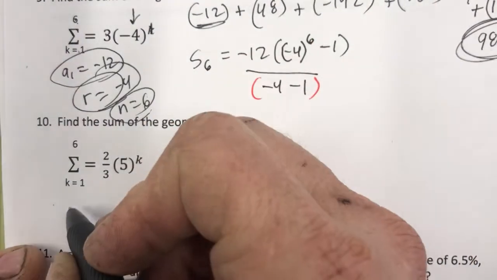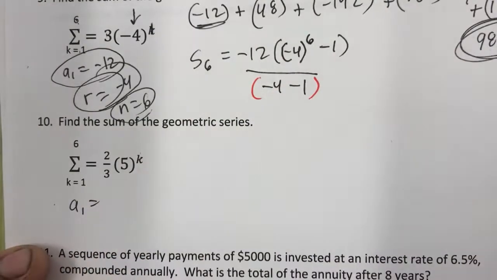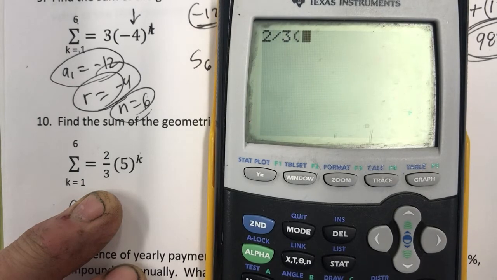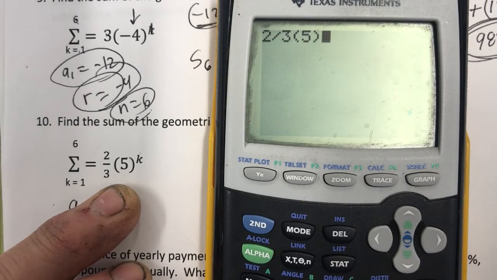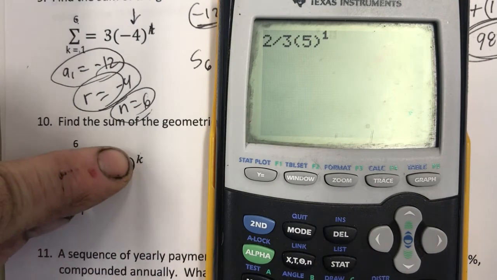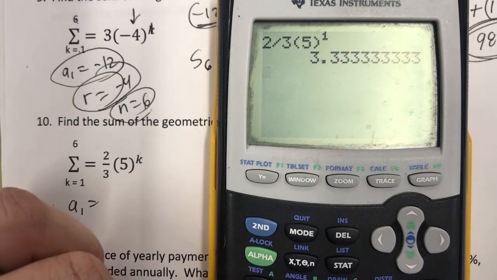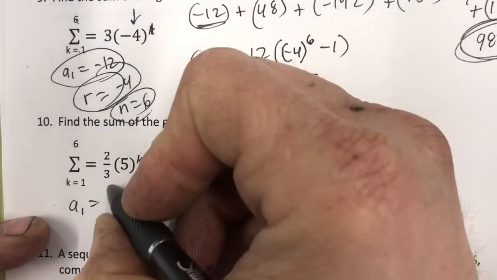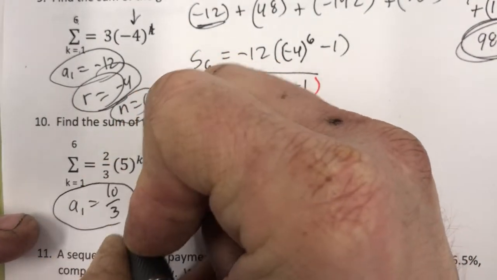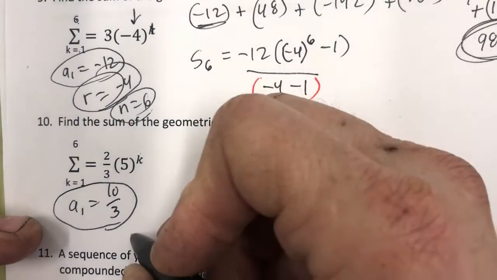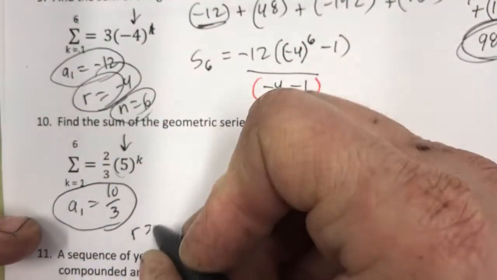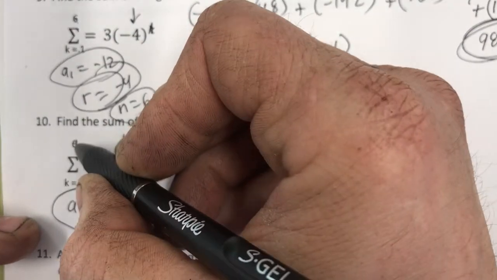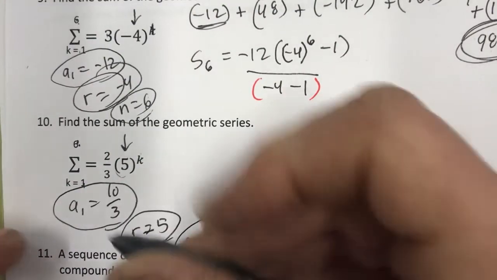All right, so what's a sub 1? I put 1 in right here. So let's do that. 2/3 times 5 in parentheses to the 1 power. I'm putting 1 in for K right there, and let's change to a fraction. 10/3. There's a sub 1. Okay, my R is this number right there, 5. And N, all right, we're doing from 1 to 6, so 6 minus 0 is 6. There's my 3 numbers I need.